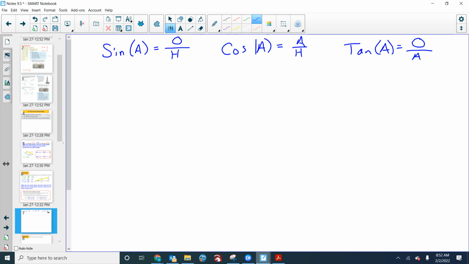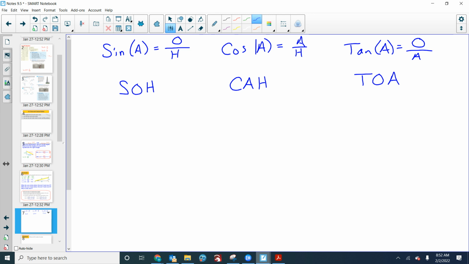Now, we know that's how we set it up to solve problems. But to memorize it, some people, I guess English speakers, memorize it this way: SOH CAH TOA.